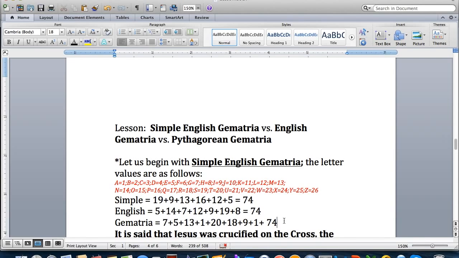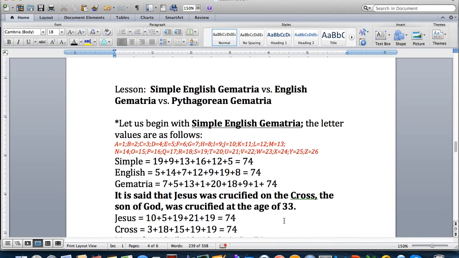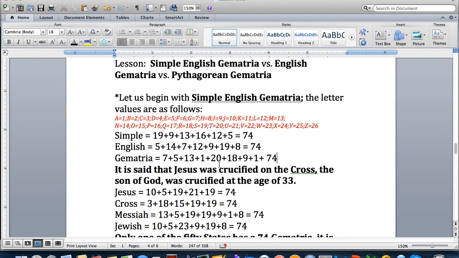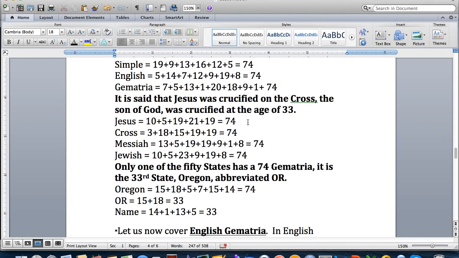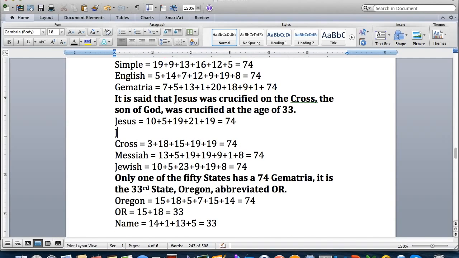In the United States, our nation's birthday is the 4th of July. And maybe you're thinking, well, maybe a lot of words sum to 74. It isn't the case. Let's go through it. In the Bible, Jesus is said to have been crucified at the age of 33. The name Jesus sums to 74. The word cross sums to 74. The English translation of Jesus is Joshua. Joshua sums to 74.